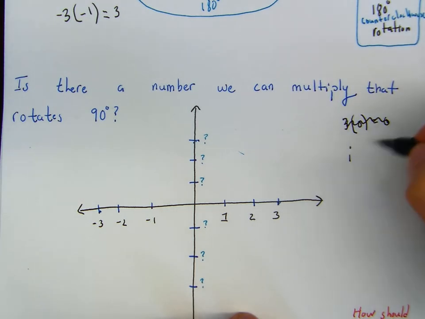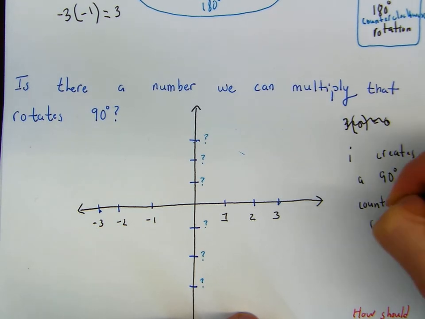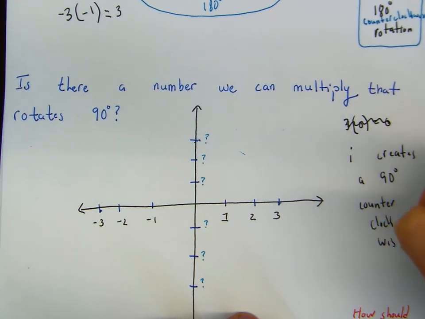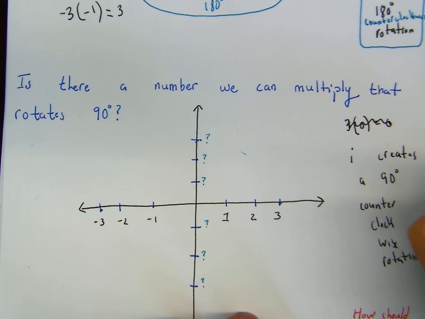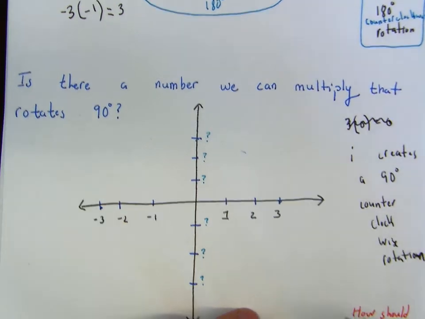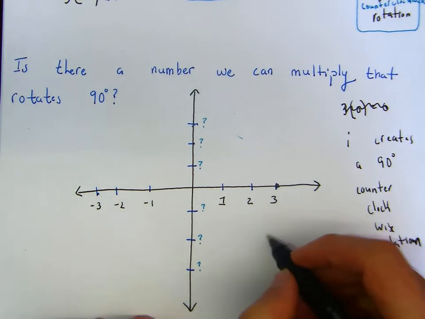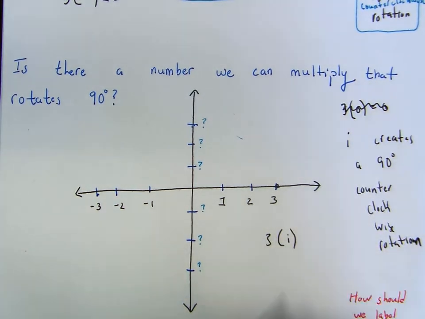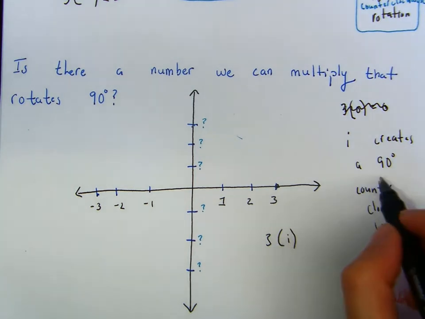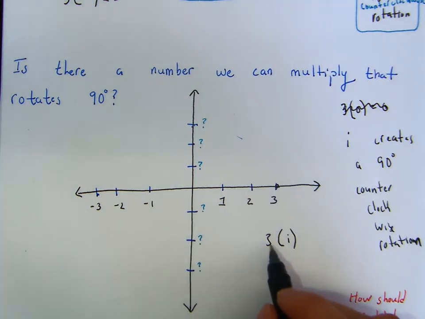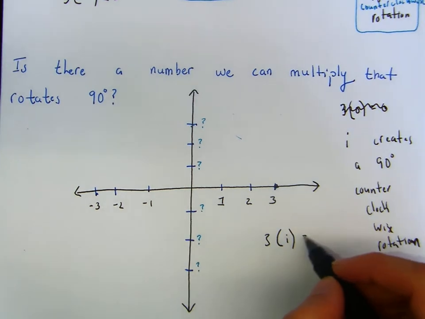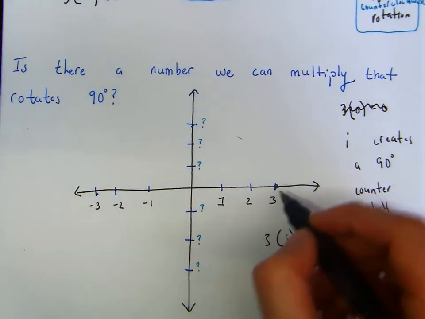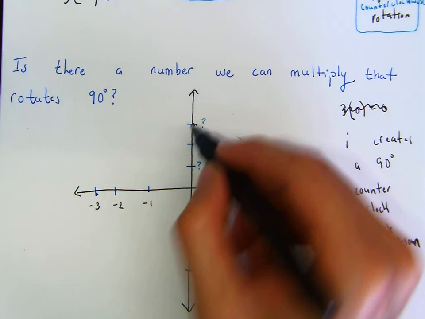We're going to say that I creates a 90-degree counterclockwise rotation. So let's say if I take the number 3, and I multiply it by this value of I. We don't know what I is. We're just going to say that I creates this 90-degree counterclockwise rotation. If I take 3 and I multiply it by I, it gives us 3I. And what it will do is it'll bring us over here.